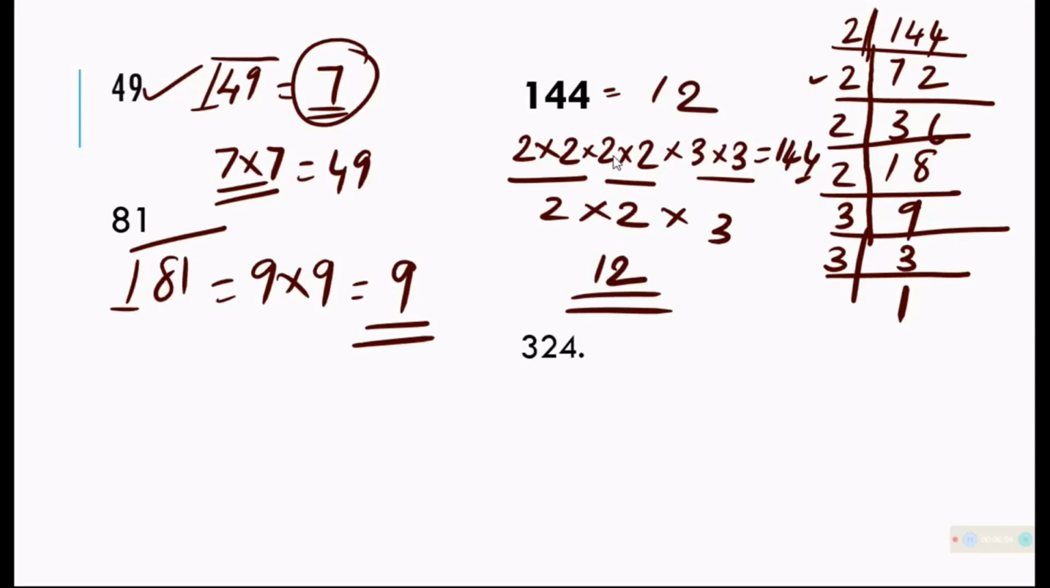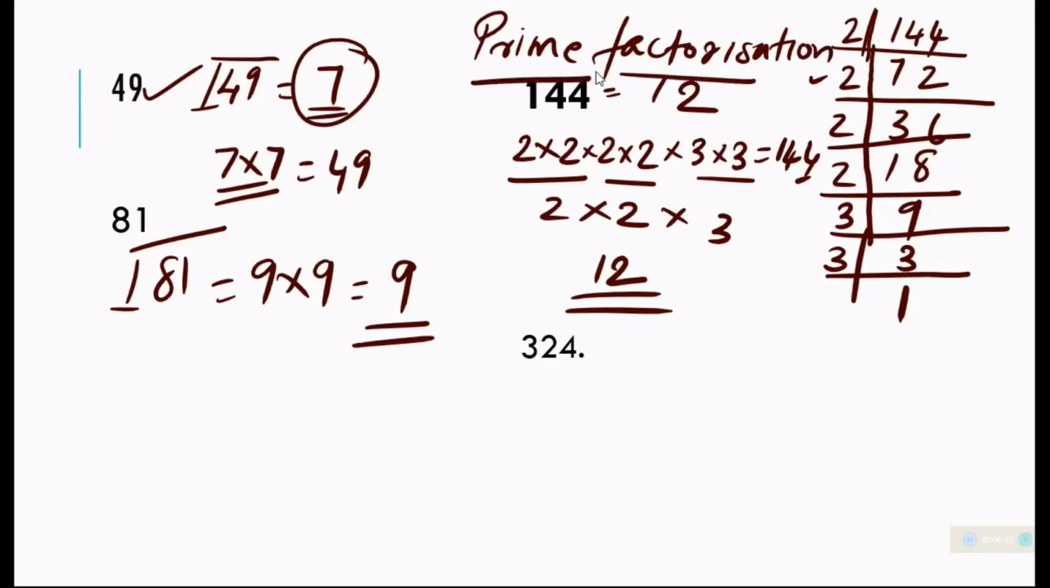This way we can find out. The method you have studied, and you know, it is the prime factorization method. What is it? Prime factorization method. Even 324 we can find out like that. Let me try. 324 is an even number, so we can divide with 2.